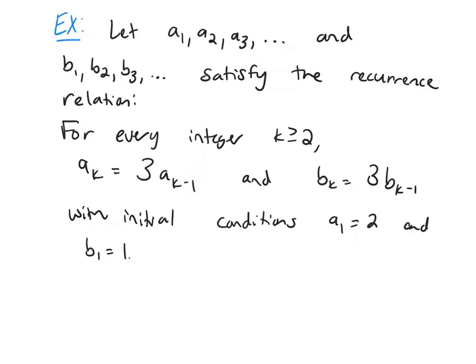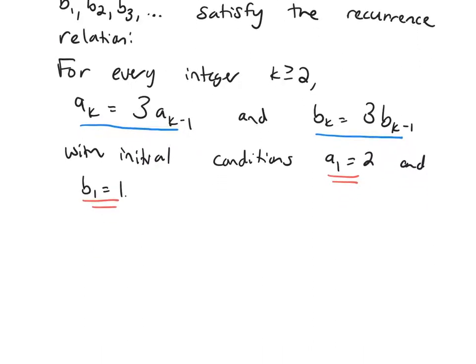If you look at these two sequences, they have the same recurrence relation for A and B. Those equations are exactly the same, but if I look at the initial conditions, they're not the same. So what I want us to do is find the following. Let's find A2, A3, and A4 first.